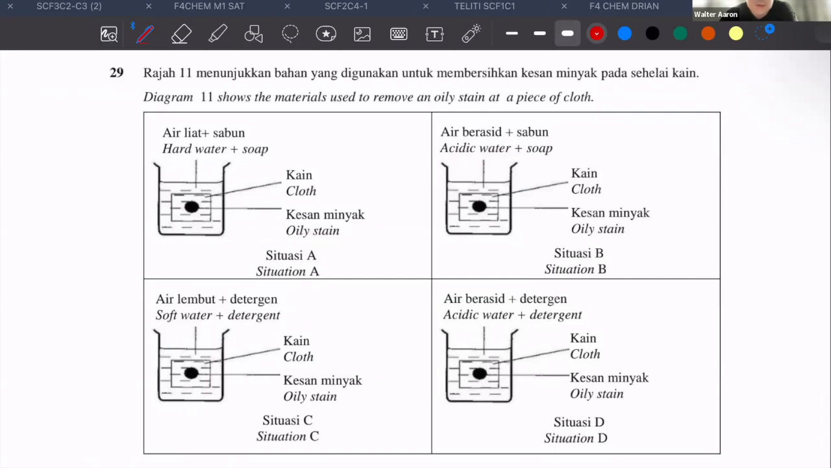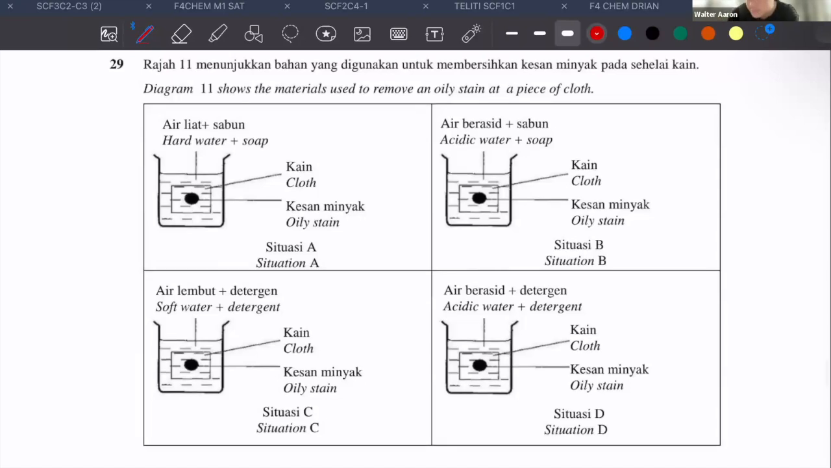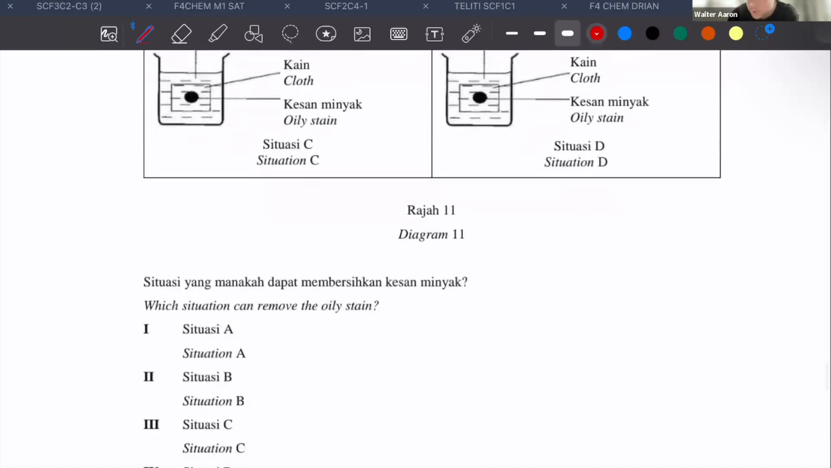One is hard water plus soap, and the other ones are acidic water plus soap, soft water plus detergent, and acidic water plus detergent. So I'm not sure which is which. Let's see what the question says. Which treatment can remove oily stain? Okay, now let's see.